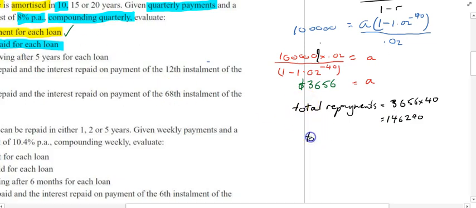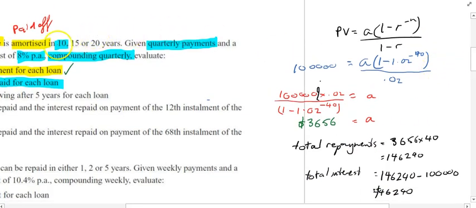So total interest paid is equal to the total of your repayments minus the original mortgage. That's $46,240. That's how much interest you've paid. Now again, the question asks you to calculate this for 10, 15 or 20 years.